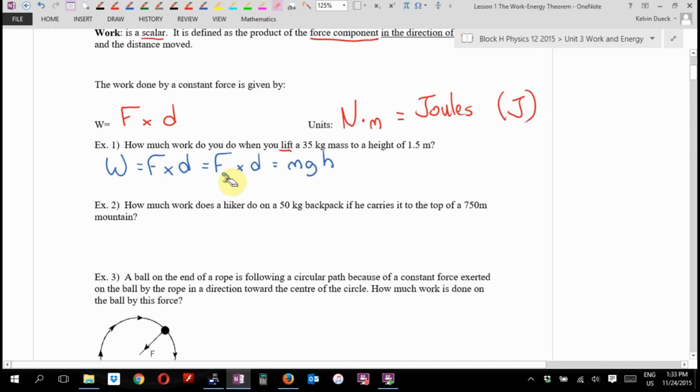Now, before I go further, what's the force in this question? Looking for a word that begins with the letter G and rhymes with avity. Okay, gravity. When you lift something vertical, is gravity vertical? Are the force and the distance in the same direction? You are doing work.